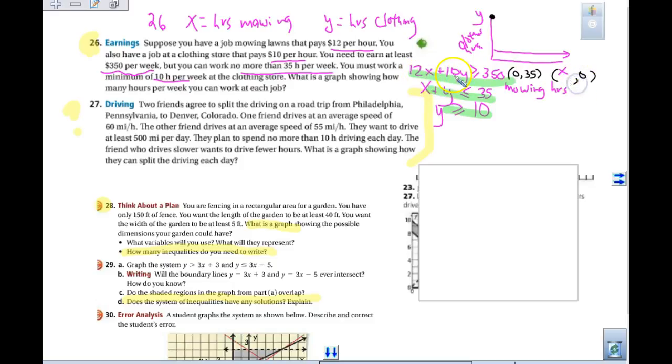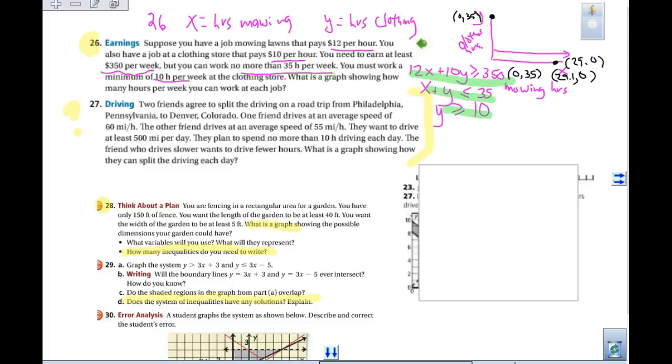If I put in y is 0, take 350 on your calculator and divide it by 12. 350 divided by 12. Becca, what did you end up with? 29.1. We'll go 29.1. Okay. So here this point, depending on how you set your scale, is at 0, 35, right? Over here, I'm at a point that's like at 29, 0.